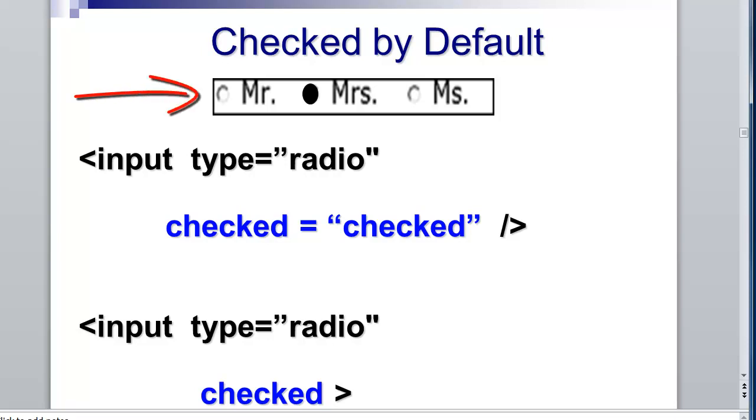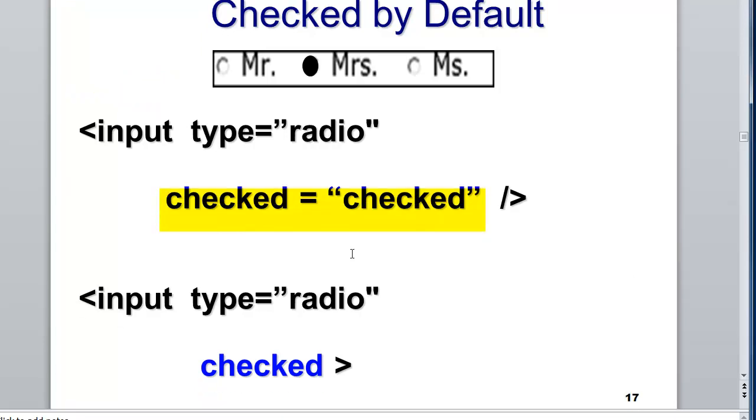We can check a radio button by default in either of two ways. In XHTML, we have checked equals checked. In HTML5, we just have the word checked. So either syntax is accepted.